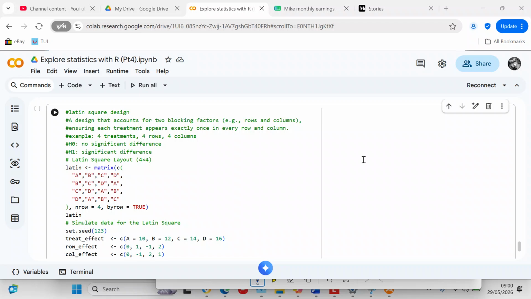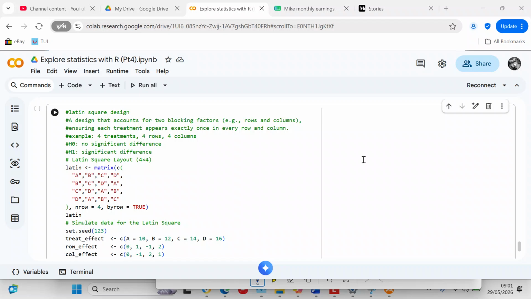And so we've got an example that we're going to go over. We're going to have 4 treatments over 4 rows and 4 columns. The null hypothesis is no significant difference between the rows and columns. And the alternate hypothesis is there is a significant difference between the rows and columns. So what we're going to do is review the code of a Latin square design.